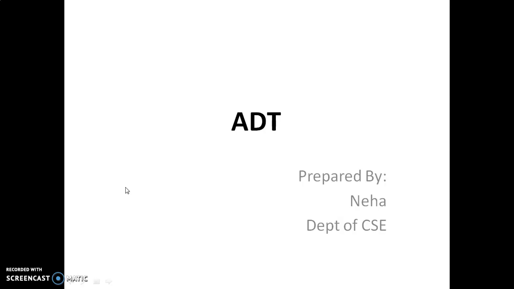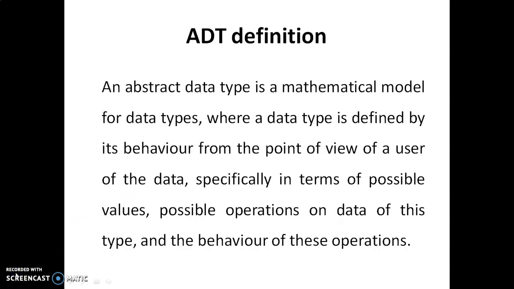Going with the basic definition, an abstract data type is a mathematical model for a data type, where a data type is defined by its behavior from the point of view of a user of the data. That means when a user wants to insert or delete from a data structure, the main focus of the user is to insert and delete data. The user is not concerned with what strategy has been followed by that data structure.